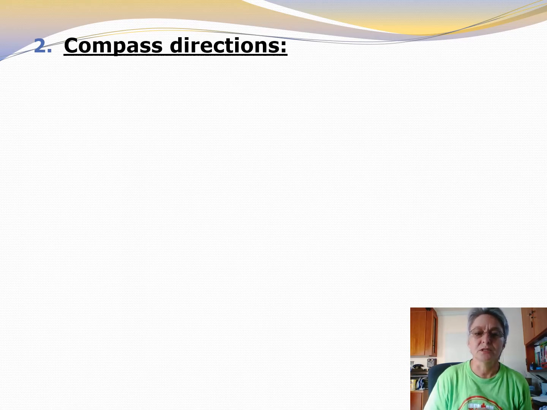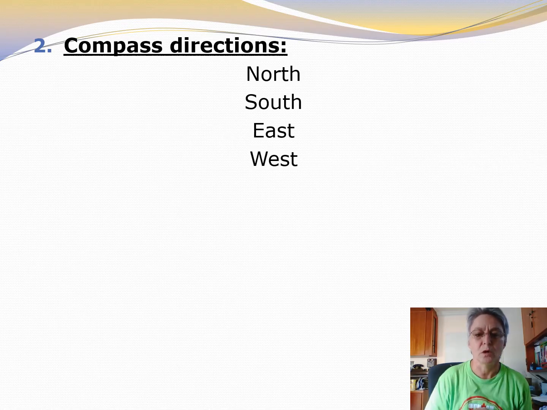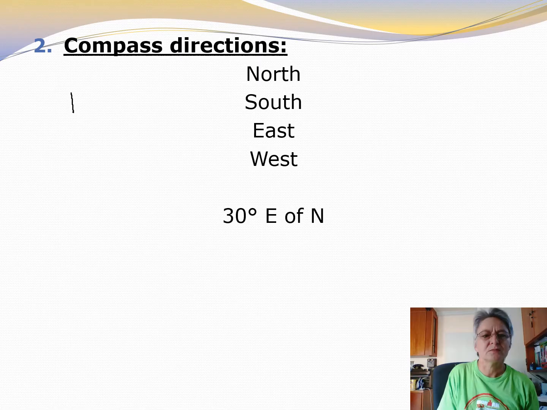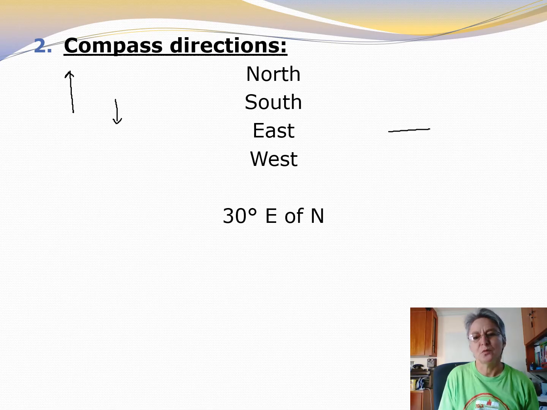Next, we get compass directions. Now, compass directions, you get north, south, east, and west. So those are compass directions. 30 degrees east of north is another way to represent a vector. So let's see. If we draw north, north will always be up to the top of your page. South is always down to the bottom of the page. East is towards the right on the page, and west is towards the left on the page.